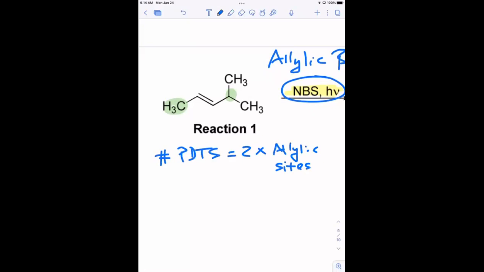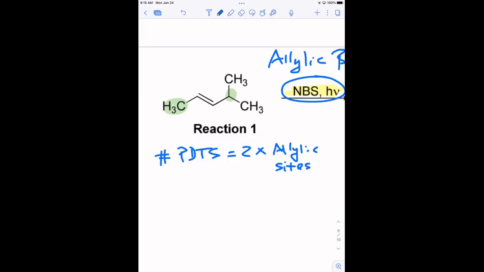Why are we going to get 4 products and we only have 2 sites? Let's rationalize this. Anybody? Because you can do resonance with each site. Resonance. When you make the allylic radical in propagation, it can do resonance and give you 2 new radicals. So you're going to get a total of 4 allylic radicals in propagation.